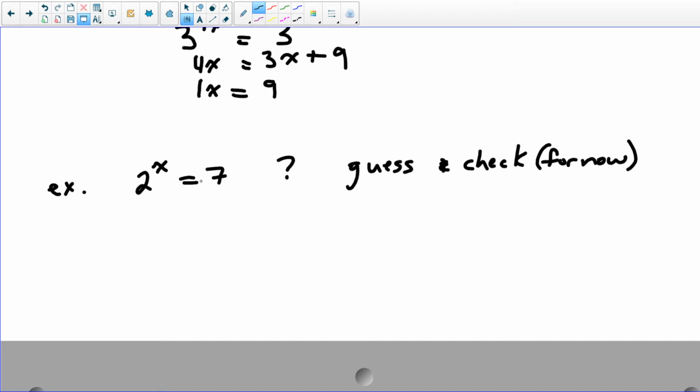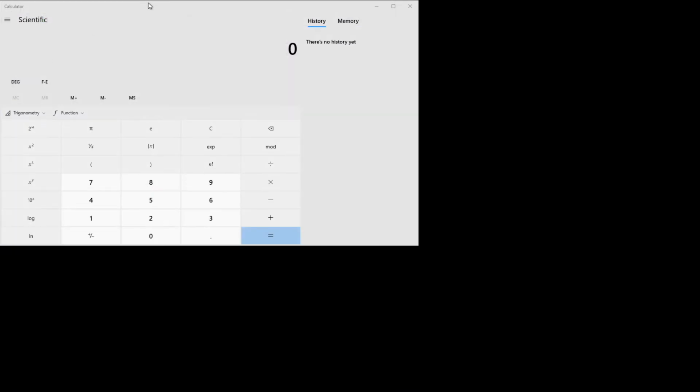So 2 to the x equals 7 means I have to do 2 to the power of something to get 7. So I'm going to switch over to the calculator here for a second. And the calculator wasn't working this morning, so I'm hoping it is now. Looks like it is.